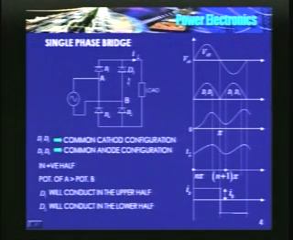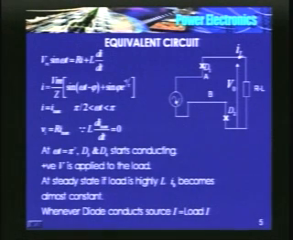So when D1 and D2 start conducting, the voltage applied to the load is the same as the input voltage. Here is the equivalent circuit: source, D1, load, D2, back to source. Vi is equal to V0. The circuit equation is Vm sin omega t is equal to R into I plus L di by dt. Solution we have already discussed. I reaches a peak value in between pi by 2 and pi.